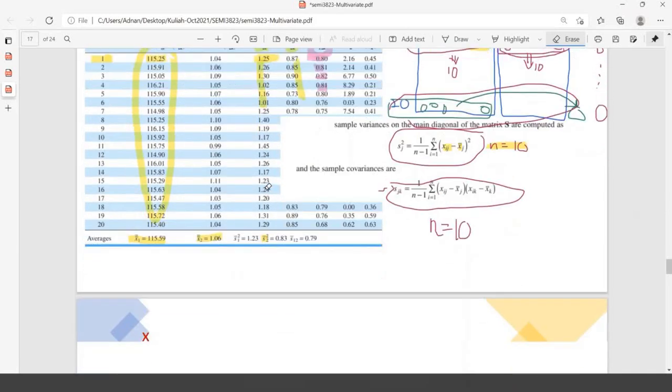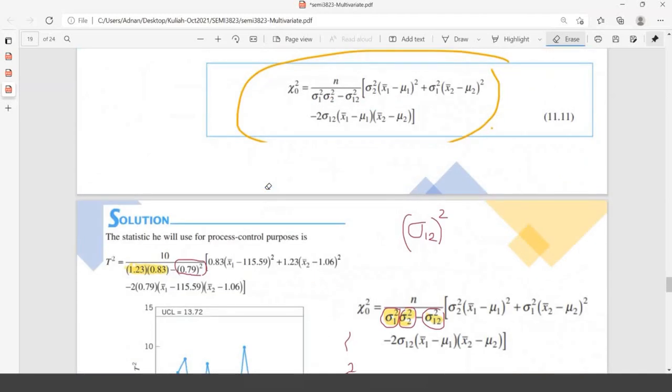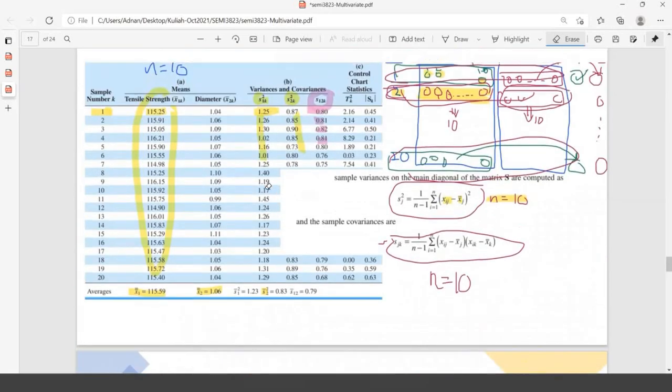1.25. I'm not sure where they got this number. 383.